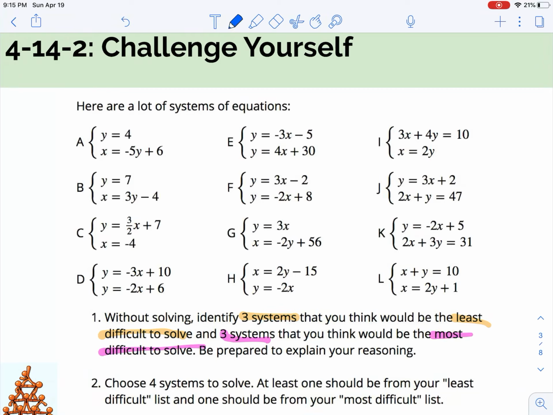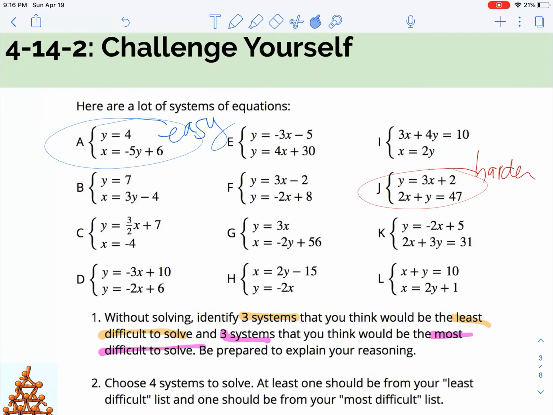So, like I could say, I think A would be easy because I could solve it in my head or something, and then I could say, I don't know, like C or J would be a little bit harder because you can't just plug in one number, it's like multiple variables, or longer numbers attached to variables, whatever. So I think that'd be harder. Whatever you want to say. Pick 3 for your easy, 3 for hard.